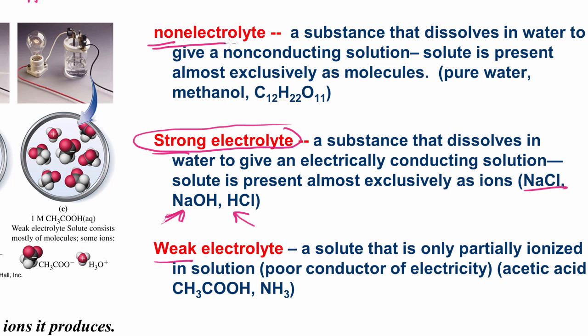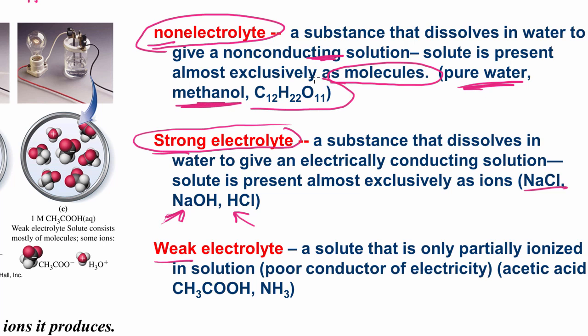Now, a non-electrolyte is a substance that dissolves in water, and it gives a non-conducting solution. The solute is going to be present almost exclusively as molecules. Pure water is one of them, methanol, ethanol, and also sugar. Okay, so these do not produce a conducting solution. Weak electrolytes, on the other hand, are solutes that will partially ionize.